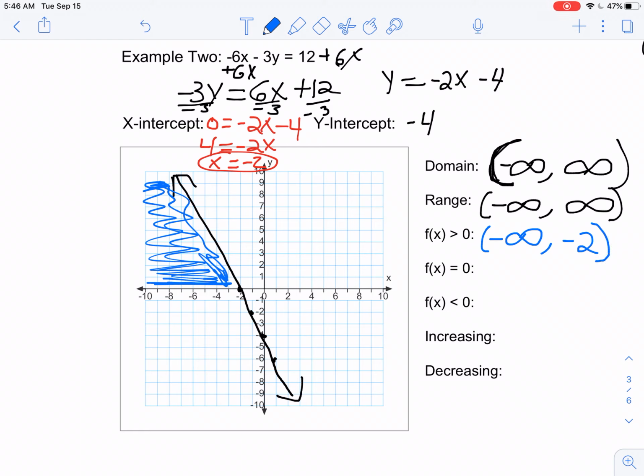Then we know, where is y equal to 0, or where is f of x equal to 0? Well, it's equal to 0 at this point right here. Right? It's at our x-intercept. We're going to write that just like how we did in the last one. We're going to use square brackets, negative 2.